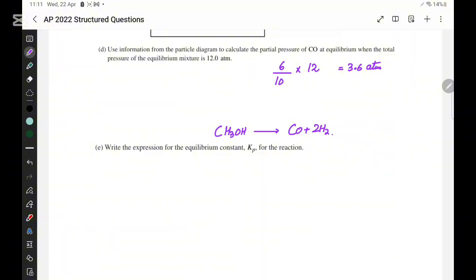Now write the expression for the equilibrium constant Kp for the reaction. Kp is equal to the product over reactant. Product is the partial pressure of CO times the partial pressure of H2 whole square. Why square there? Because there are 2 moles. Divided by the reactant, we are putting the partial pressure of CH3OH.